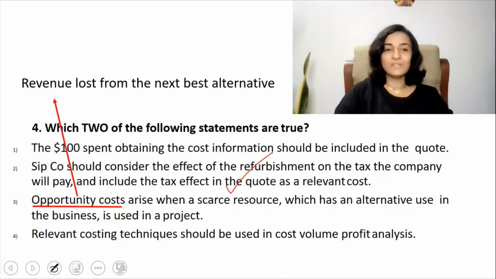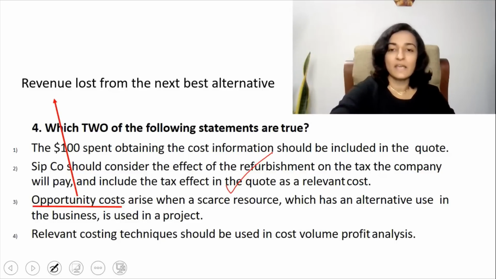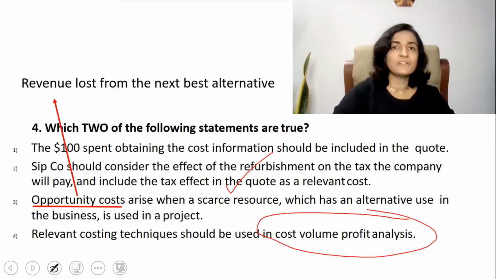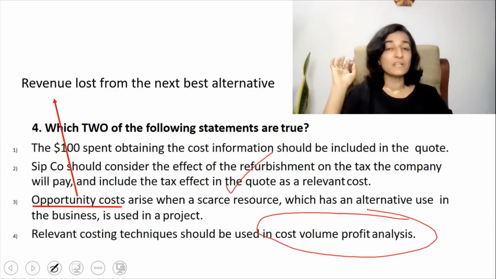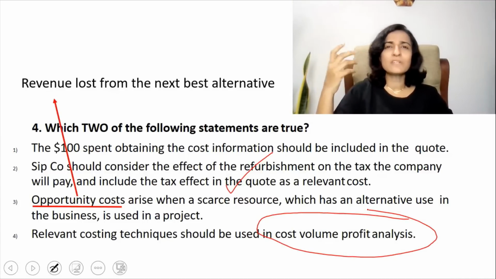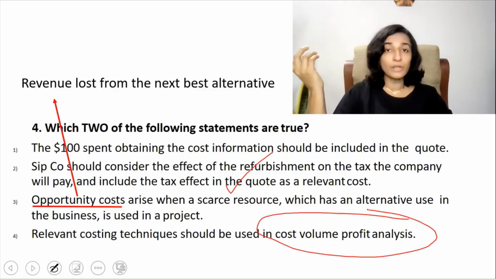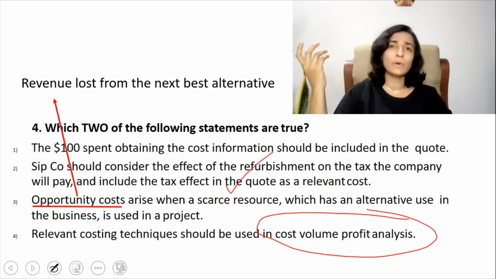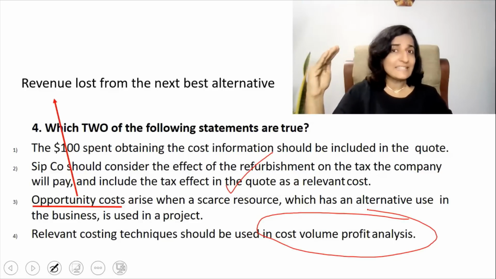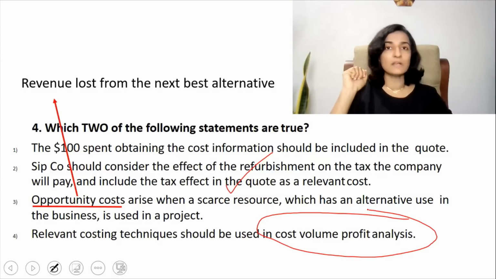The last statement, relevant costing techniques should be used in cost, volume, profit analysis. Now, what do you mean by cost, volume, profit analysis? That is nothing but marginal costing. Now, if you recollect marginal costing, what all formulas did we learn? We studied how to calculate the break-even point. How did we calculate the break-even point? The formula is fixed cost divided by contribution per unit, correct? So fixed cost is getting considered in marginal costing.